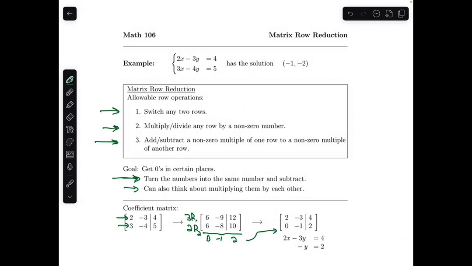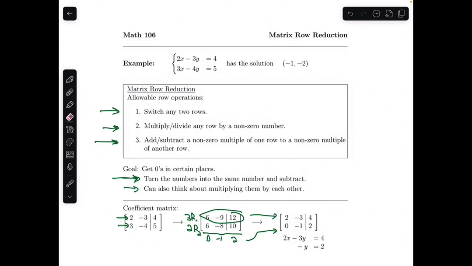The top row, the 6, -9, 12, can go back to what it was before, the 2, -3, 4. Because I really just needed that top row to give me the 0. So I don't need to leave it in the 6, -9, 12 form. I can reduce it back to 2, -3, 4.